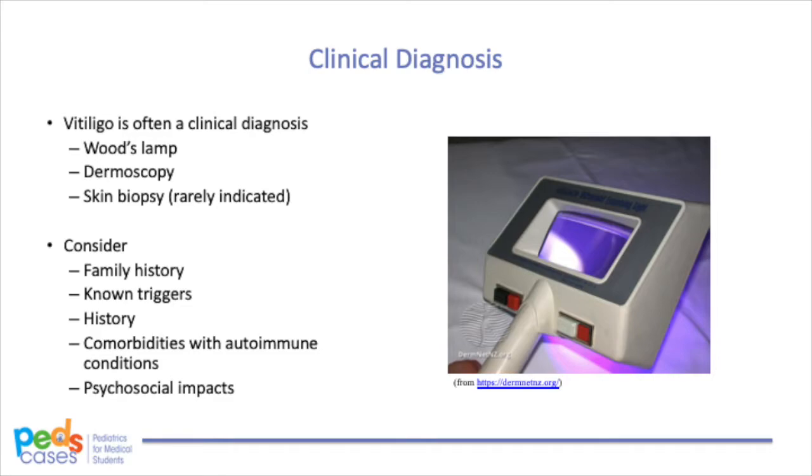Vitiligo is usually a clinical diagnosis with proper history and characteristic morphology. A Wood's lamp emitting UVA light at 365 nanometer wavelength can be used to confirm the diagnosis. Especially useful for patients with pale skin. You'll see vitiligo lesions fluoresce blue and white with well-demarcated borders. It'll be useful to physically demonstrate this to patients and make sure they're aware that the same phenomenon will occur when they're under black light in different settings, including glow bowling, laser tag, and so on.